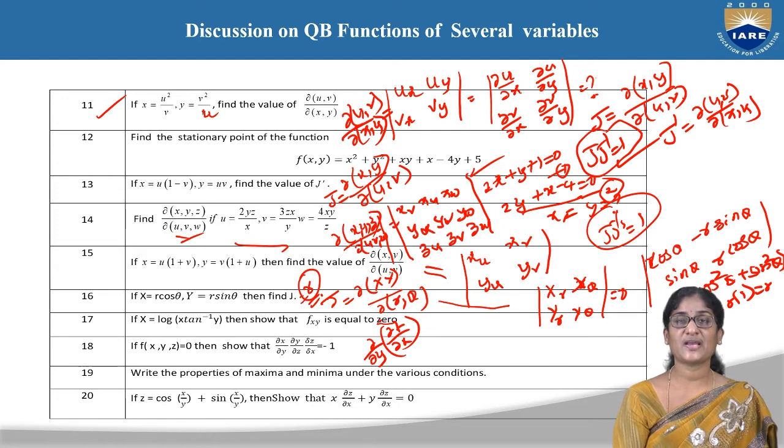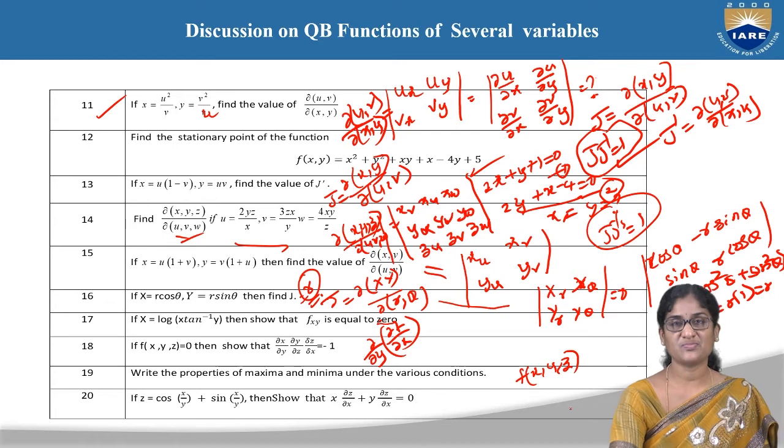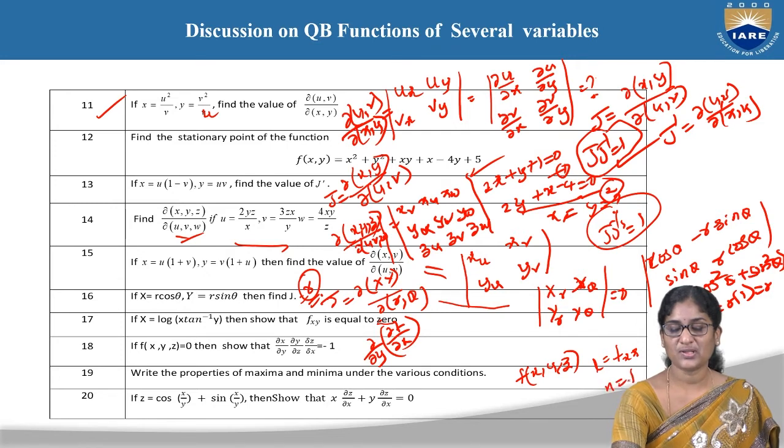Next one, write the properties of maxima and minima under the various conditions. What are the properties of the maxima and minima? Suppose f is a triple variable function, f of x comma y comma z, whose maxima and minima we need to find out. Then how do we find the maxima and minima? First we need to find the L value, that is f of double x, and next we need to find the f double y value, which we represent by n. Next we need to find the m value, that is f of x comma y.